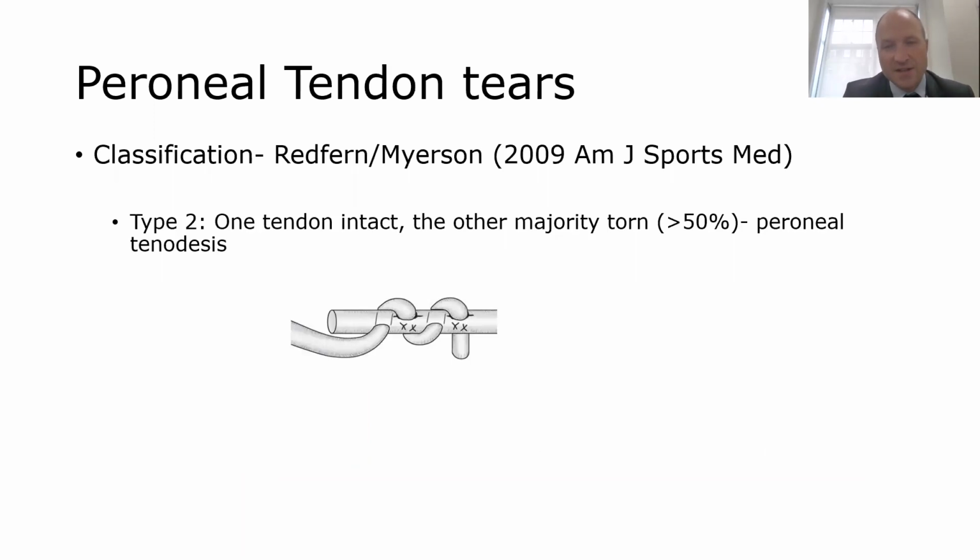If a tendon is completely torn, particularly if one end is retracted, provided you have one tendon that's still useful, you can undertake an operation called a tenodesis. So this involves taking the torn proximal end of the tendon and stitching it to the intact distal tendon that has not been injured.